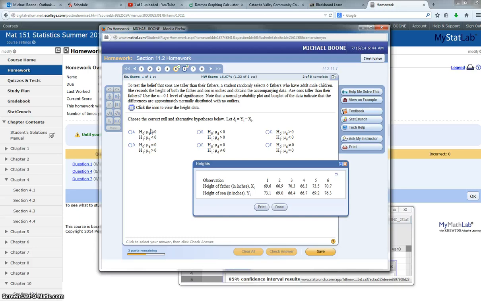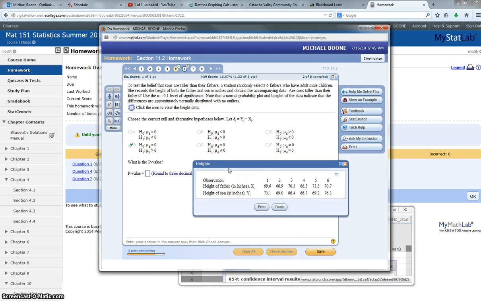Whenever we're doing dependent samples, we're looking at the mean difference between the x and the y. So our null hypothesis is always going to be that the mean difference is equal to 0. Now our alternative we have to figure out. It says, are sons taller than fathers? That means the y value is larger than the x value. So if we do y minus x, we should get some positive number. That would lead us to picking this one, some larger value.